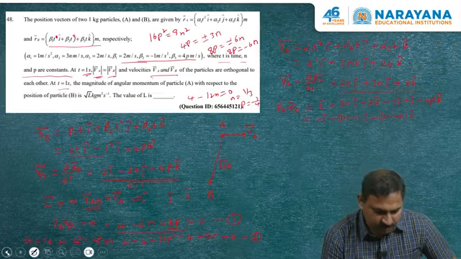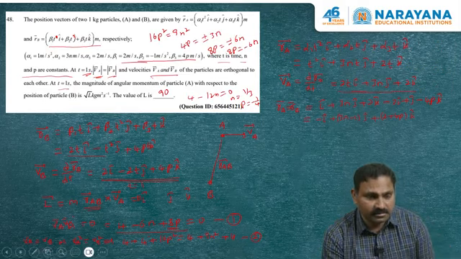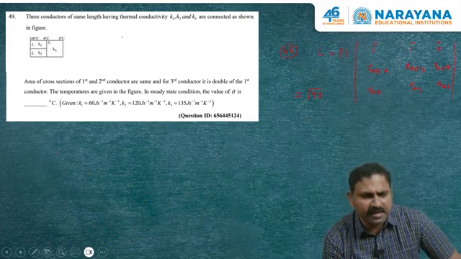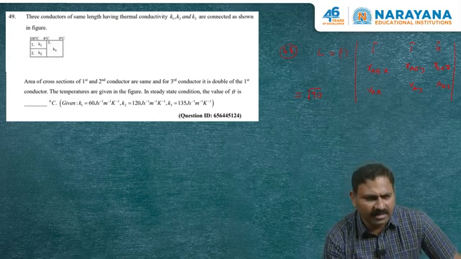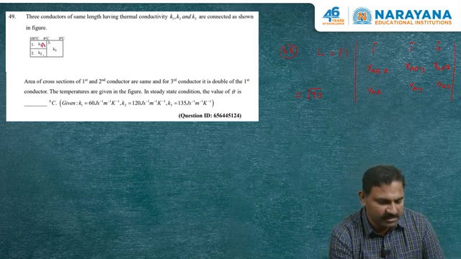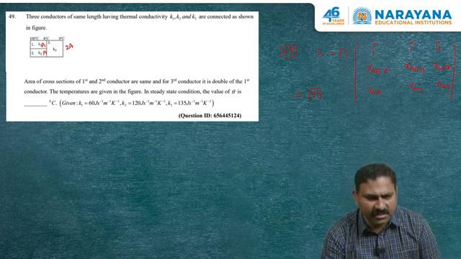So, answer comes out to be 90 here. Let us go to the next question. 3 conductors of same length having thermal conductivity K1, K2, K3 are connected as shown in figure. Area of cross sections of first and second conductors are same. Let us say this as A, this as A, this is 2A, and for third conductor it is double of the first conductor. The temperatures are given in the figure.